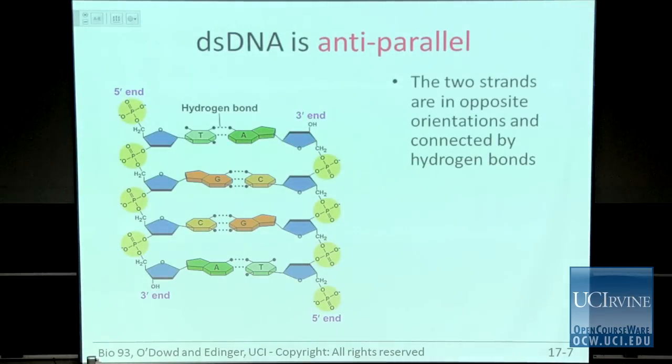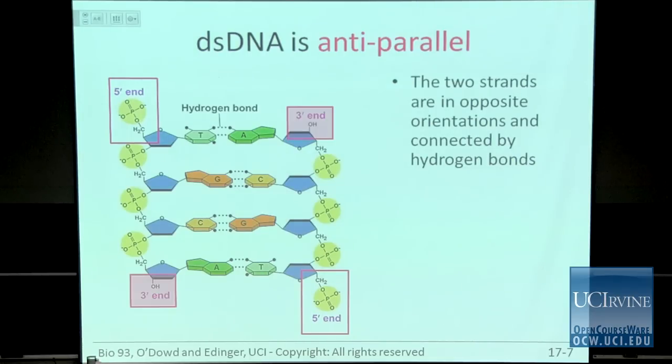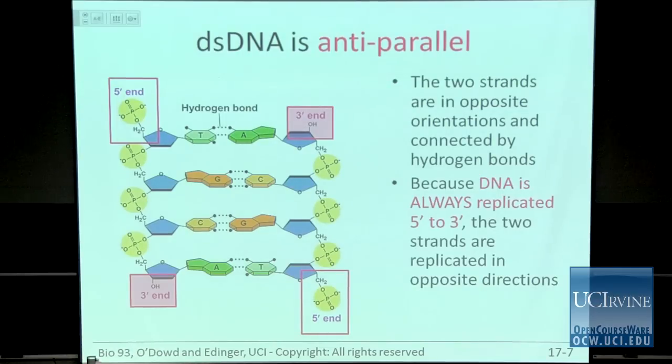I don't think we went over this, or Dr. O'Dowd went over this, that double-stranded DNA, this is DS for double-stranded here, is anti-parallel. The two strands are in opposite orientations, and you already knew they were connected by hydrogen bonds, but they're in opposite orientations. So the 5' end of one is opposite the 3' end of the other, same with the 3' end. So the two strands run in opposite directions.